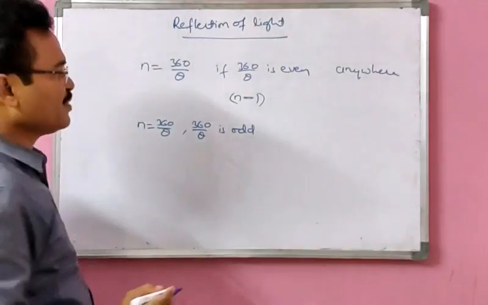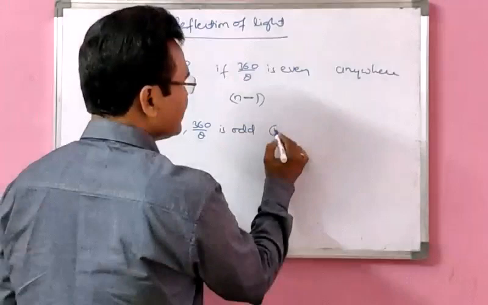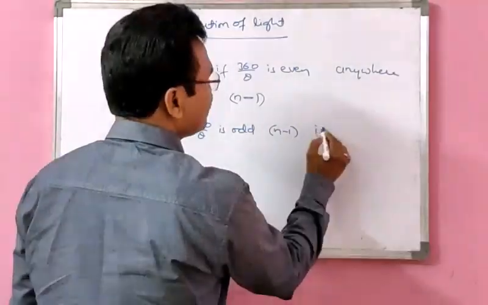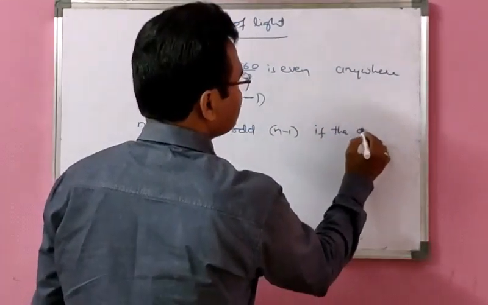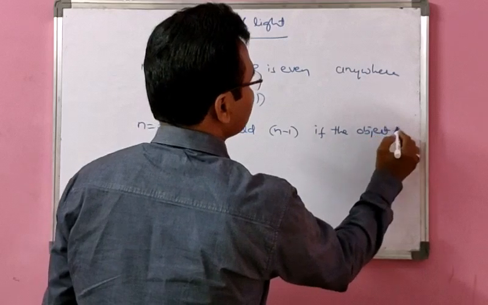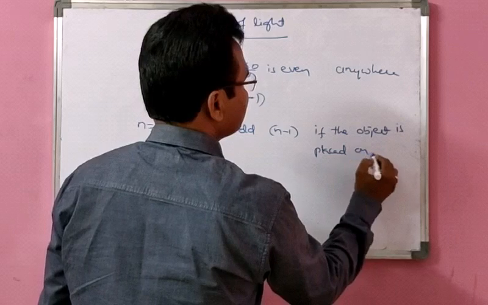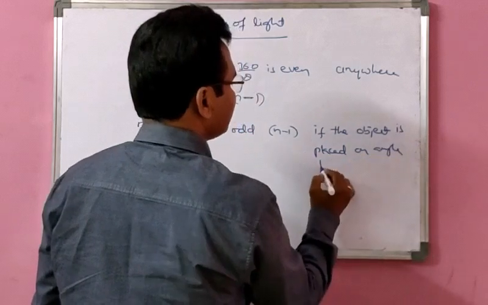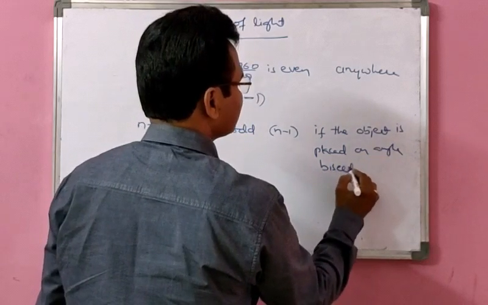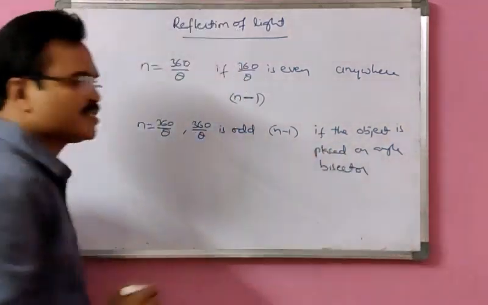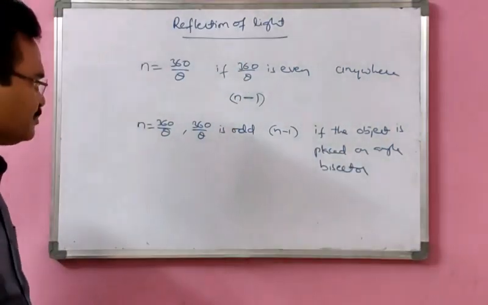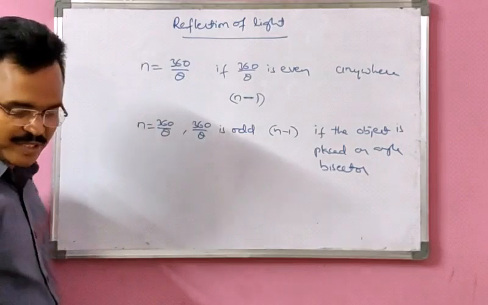And what is the number of images formed? The number of images will be n minus 1 if the object is placed on the angle bisector. I will explain this one so that you can have a clear idea. Okay, the second part I'm going to explain to you.